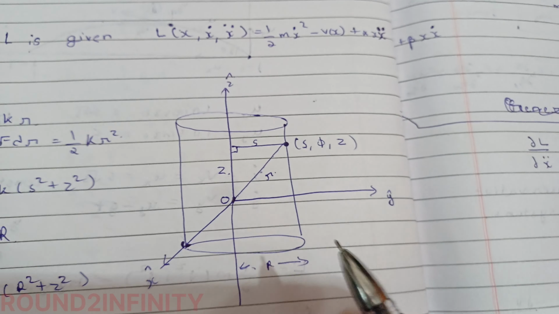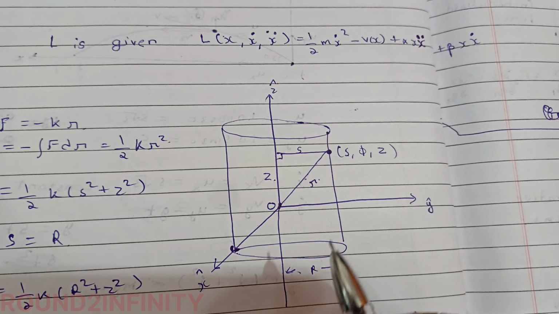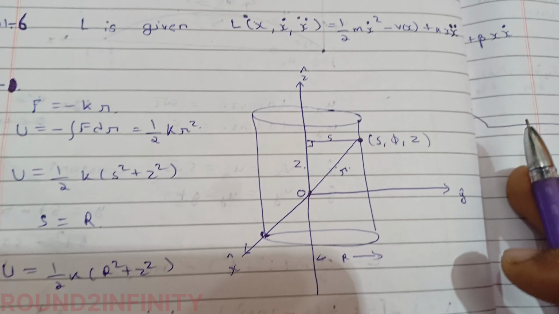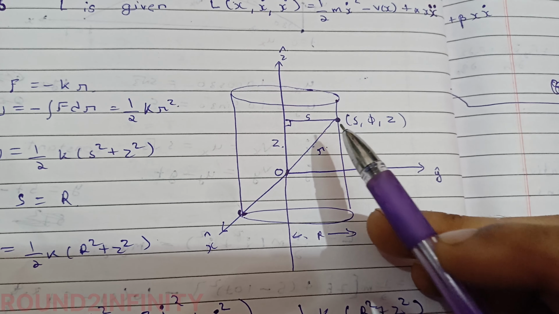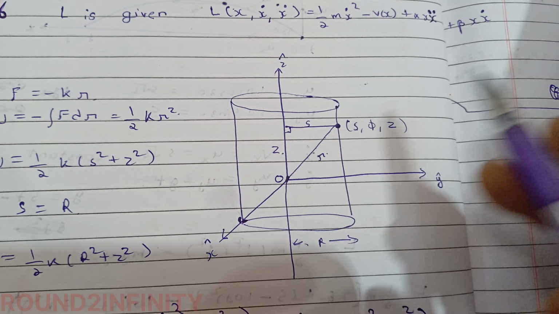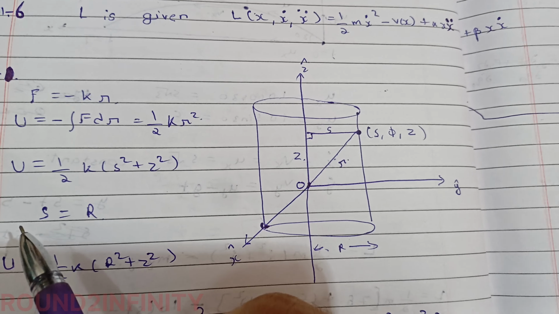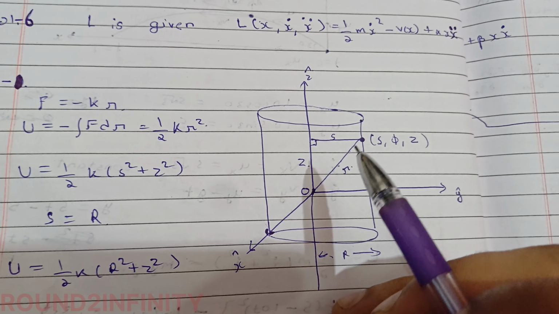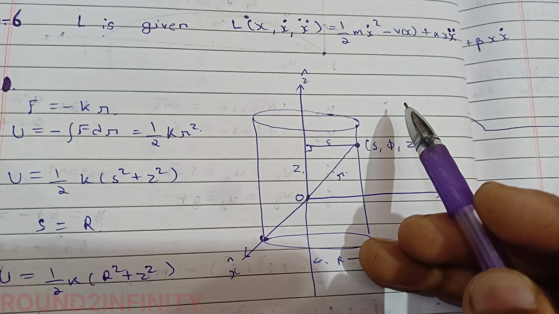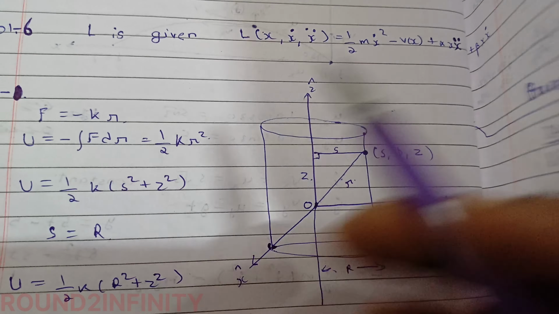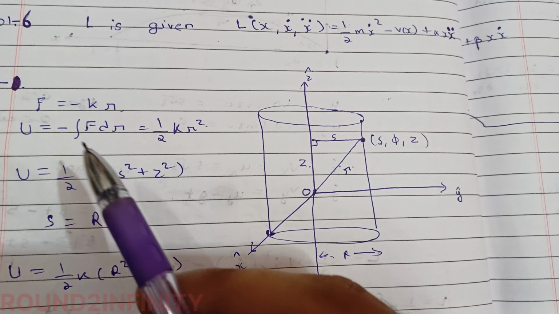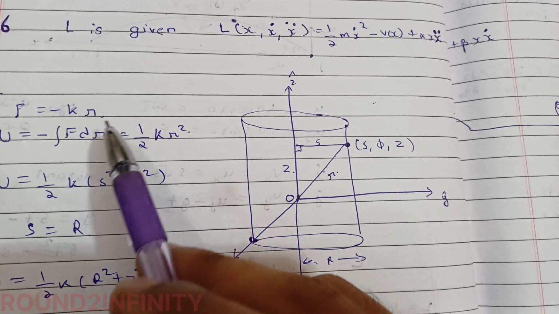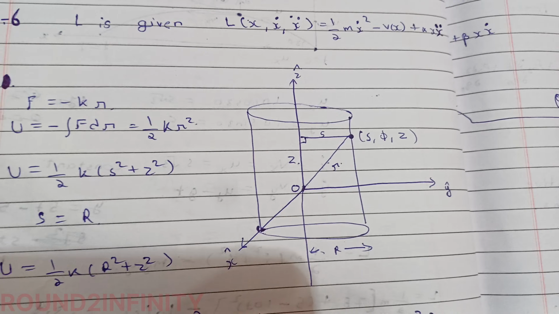The figure will be something like this. A particle is bound to move on the cylindrical surface, and we need to write the Lagrangian in cylindrical coordinates. The force is directed towards the center, so it is an example of a central force. We can write this force as F equals minus kr, because it's towards the center and our radial component is going this side, so that's why I write the minus. Now if you need to find the potential energy, it will be minus the integral of F dr. So F is kr, and it will give you kr square by 2, simple integration.